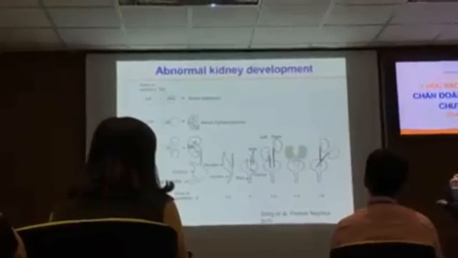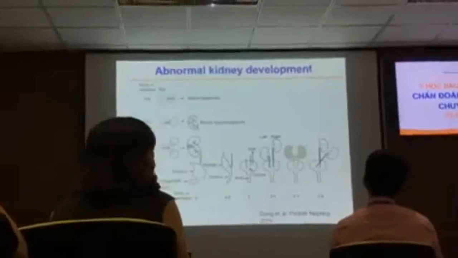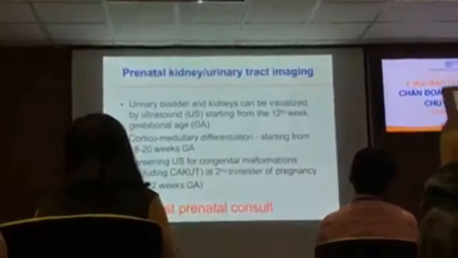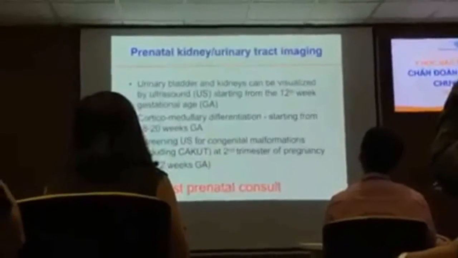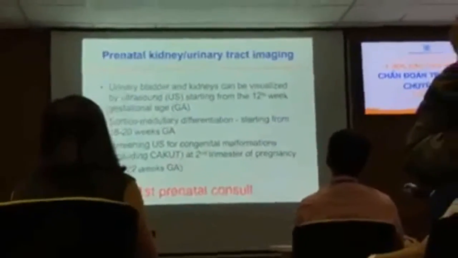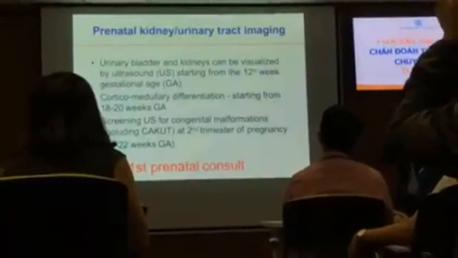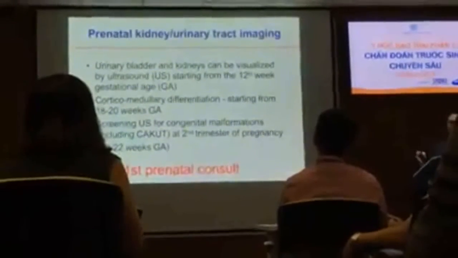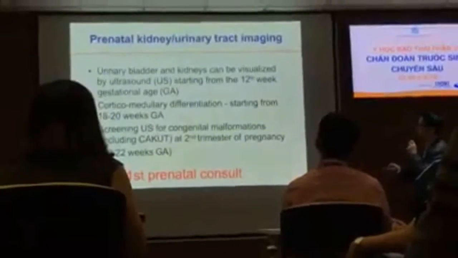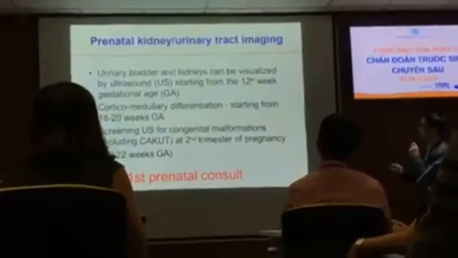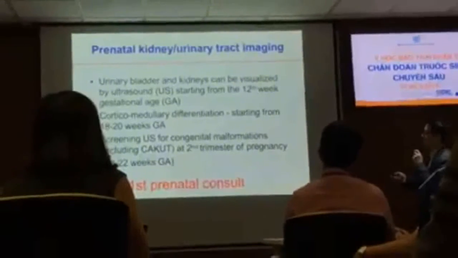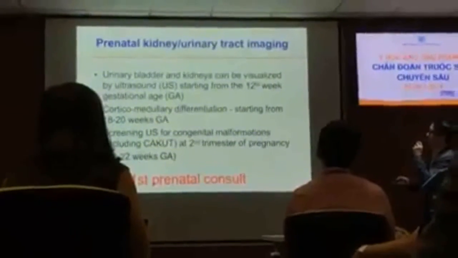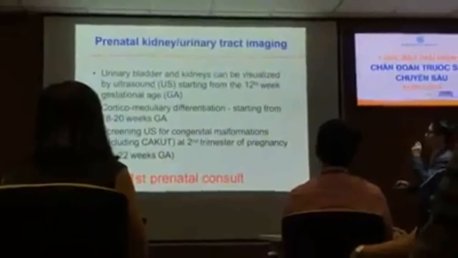And this is the other aspect of embryology. So we can do prenatal kidney and urinary tract imaging. The urinary bladder and kidney can be visualized by ultrasound from 12 weeks. If you have a 12-week scan, the machine needs to be very nice with high resolution. Then you can see the kidney formation as early as 12 weeks of gestational age. Cortical medullary differentiation starts from 18 to 20 weeks.